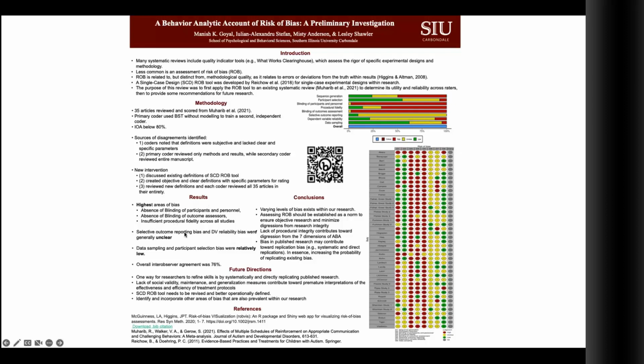And so you can see under the results, lots of bias related to blinding, as I mentioned, and not having sufficient procedural fidelity, looking at how the procedures were implemented. Lower bias here was in data sampling and also participant selection bias. That was actually a good thing, as we've already talked about a little bit, where people were more clear in how they were selecting participants and had clear inclusion criteria and things like that.